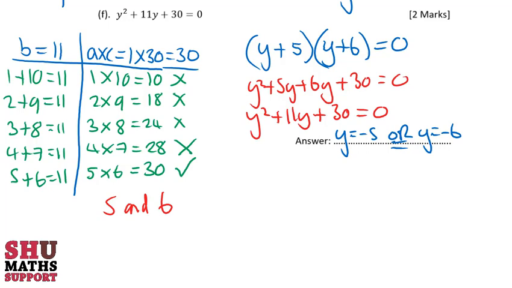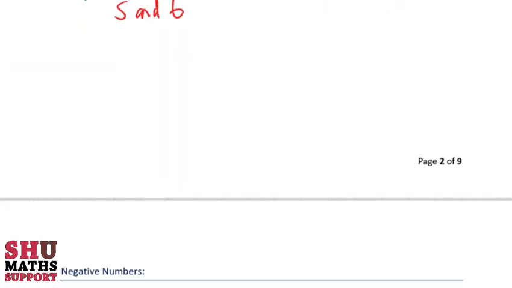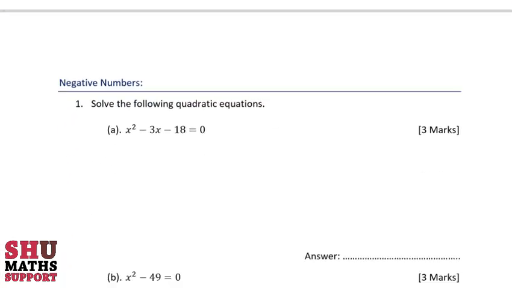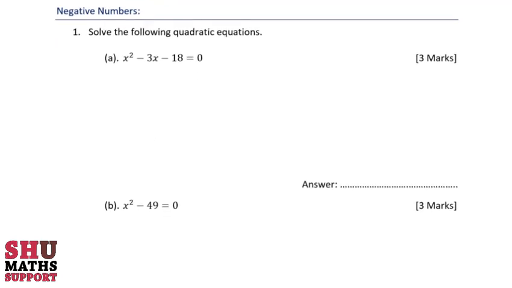So that's the end of the positive number examples. We're going to move on to the negative number examples now. And this is where it might get a little bit more difficult because there is a bit of thinking to do, but I'll show you some tips and tricks just to get around any difficulty. So the first question we have, it still says solve the following quadratic equations, so we're just doing what we did before. The first question is x squared minus 3x minus 18 is equal to 0.